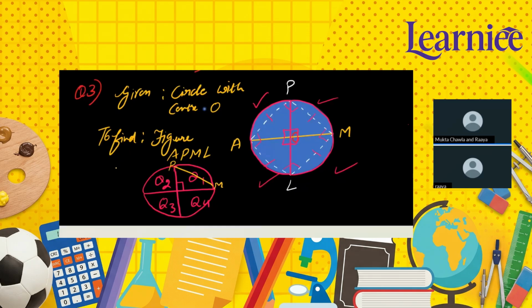And we all know what a chord is. Whenever you join any 2 points on the circle, not through the middle of the circle but from any position, provided the two points are on the arc of the circle, that is your chord. Provided it doesn't pass through the middle of the circle, otherwise it would be a diameter. PM is the first chord, LM is the second chord, AL is the third chord, and AP is the fourth chord. These arcs are equal, so the chords would also be equal.